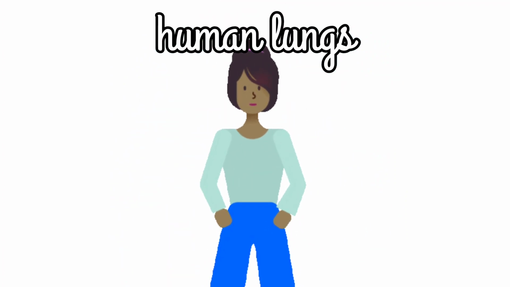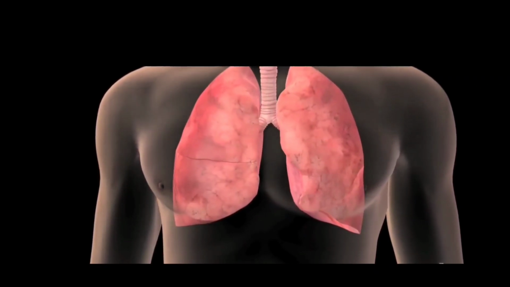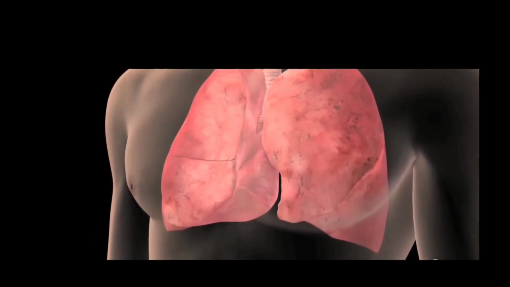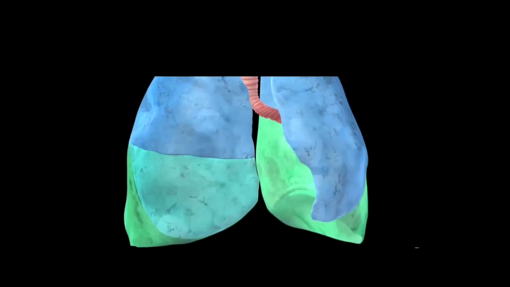Now we will look into the human lungs. Lungs are 2 spongy cone-shaped organs lying in your chest. The left lung is divided into 2 lobes and the right lung is divided into 3 lobes.